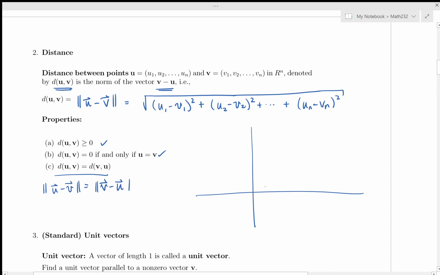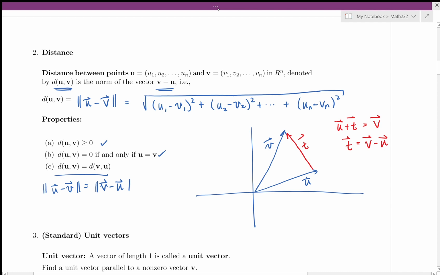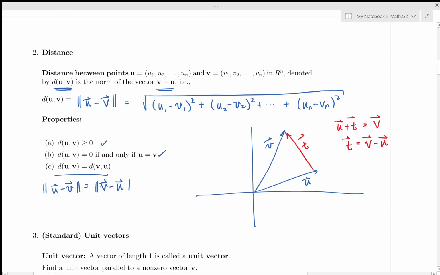I would have here u, and here I would have v. And then I'm going to draw a line here, which I am going to label t. This is, of course, the two-dimensional case. And I could write here u plus t is equal to v. And that, of course, means that t is equal to v minus u.